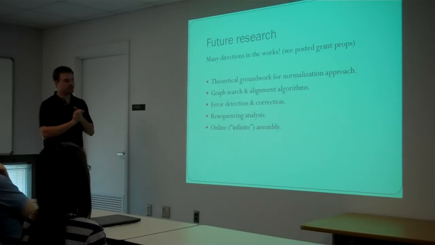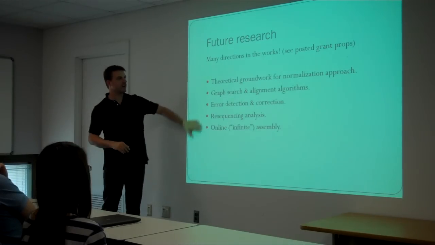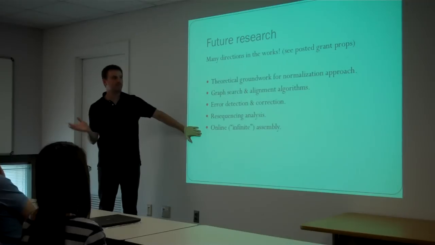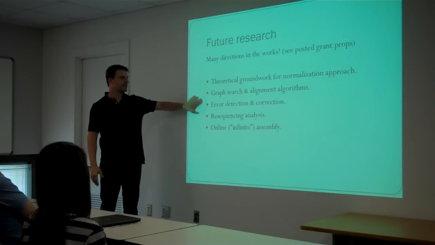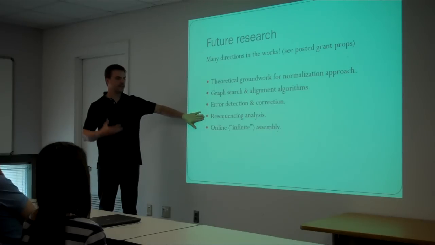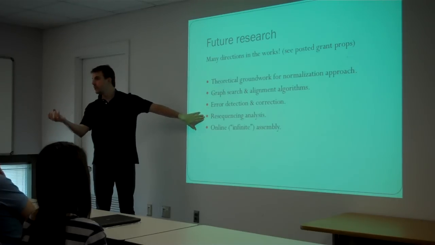Okay, so it turns out that this provides the groundwork for solving many of the rest of the assembly-related next-gen sequencing problems, including things like error detection and correction, and resequencing analysis if you have a tumor and you want to know what genome every cell in the tumor has.